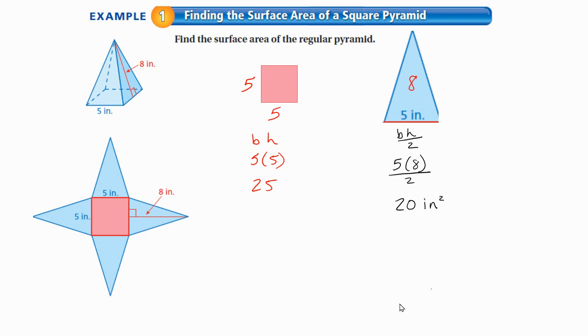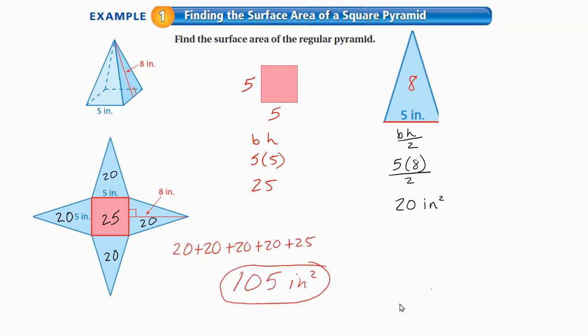Now, if you notice over on the left-hand side, I have a net for that. So see how I've got 25 and there's 4 triangles, so 4 20s. So when I add that up, I end up with 105 inches squared.